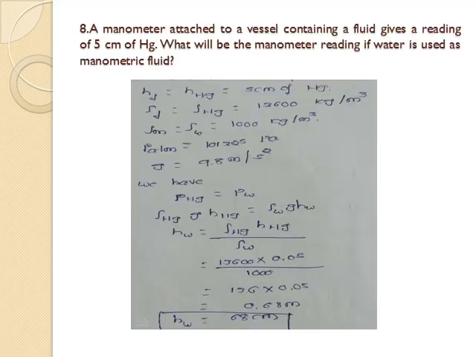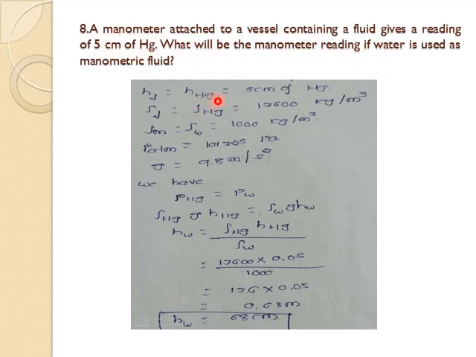Let us solve another problem on the concept of pressure. The given question is: a manometer attached to a vessel containing a fluid gives a reading of 5 cm of Hg. Then what will be the manometer reading if water is used as manometric fluid? The question is very simple here. We have a manometer attached to a vessel containing fluid. This manometer reading is 5 cm of Hg. Now instead of mercury, if you use water, then what will be the height of the water?